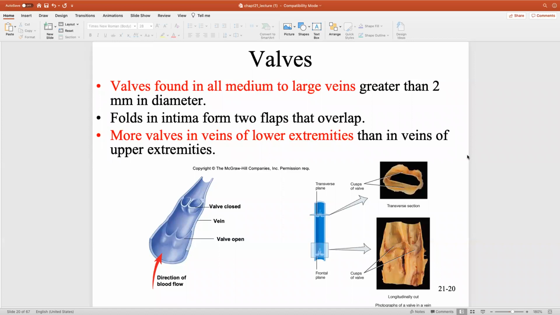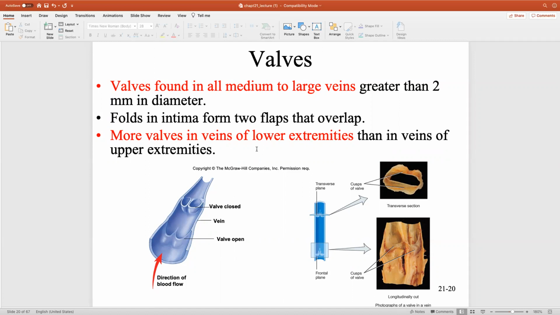So in order for blood to go from your extremities back to the inferior vena cava, back to your superior vena cava, you're going to need a little bit of help for blood to move through and back to the vena cavas. The first thing we're going to see is that veins have lots of valves. Valves are found in all medium and large veins. They are folds in the intima that overlap.